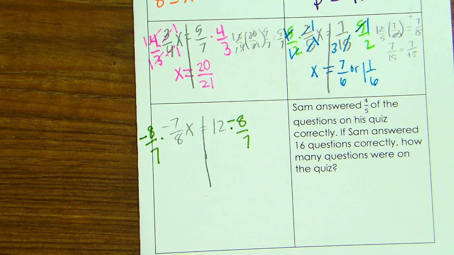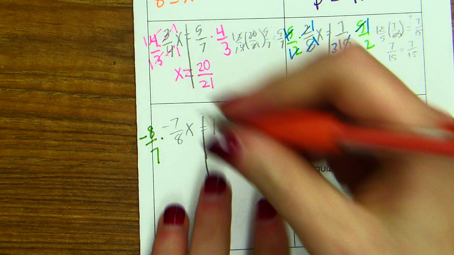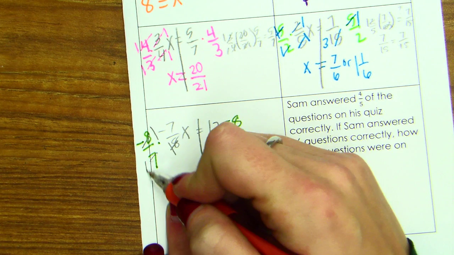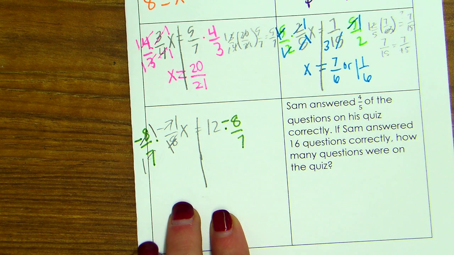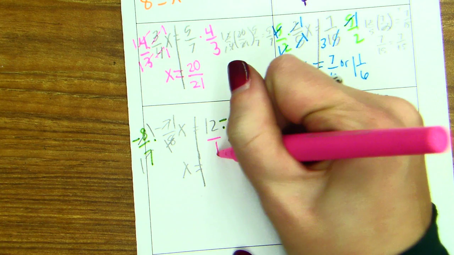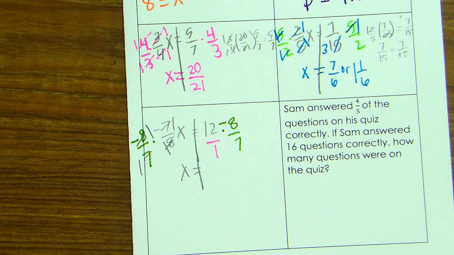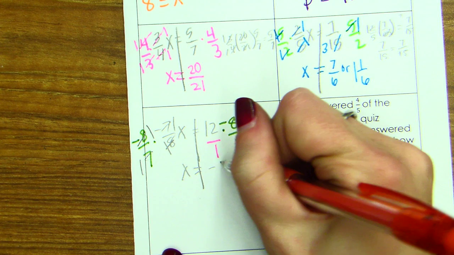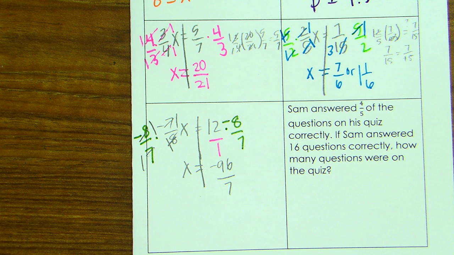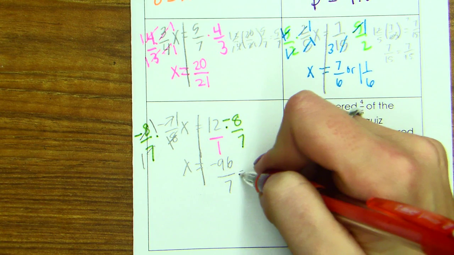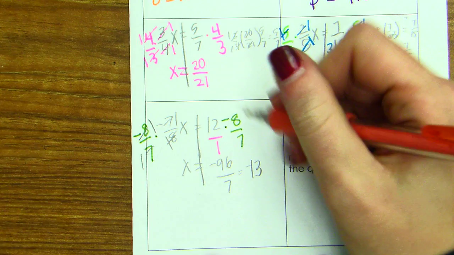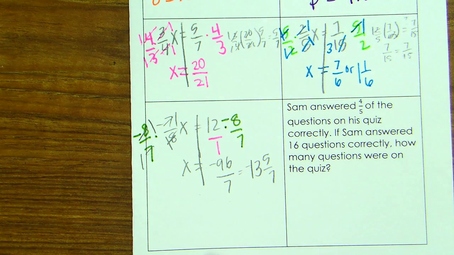So I'll see where I can cross cancel. 8 goes in here one time and in here one time. 7 will go into both of these. 7 will go in here one time and in here one time. So I'm left over with 1x equals, I need to turn this 12 into a fraction. 12 times negative 8 is negative 96. 1 times 7 is 7. I can leave my answer like that, or I can turn it into a mixed number. 7 will go into 96 13 times with 5 left over. So either of these two would work for our solution.